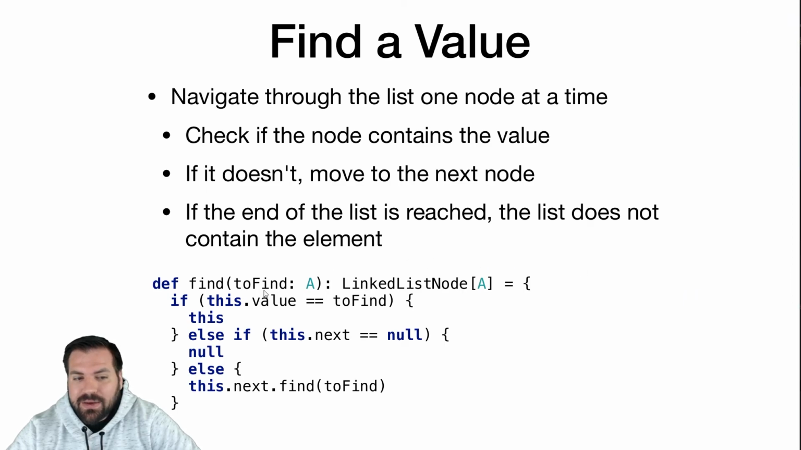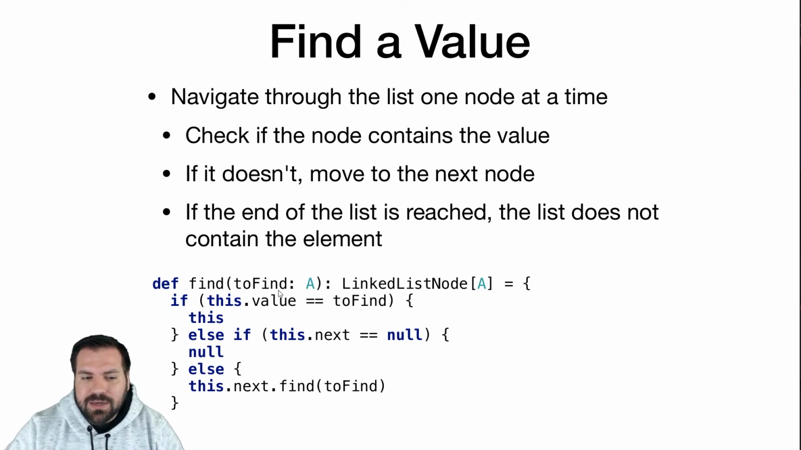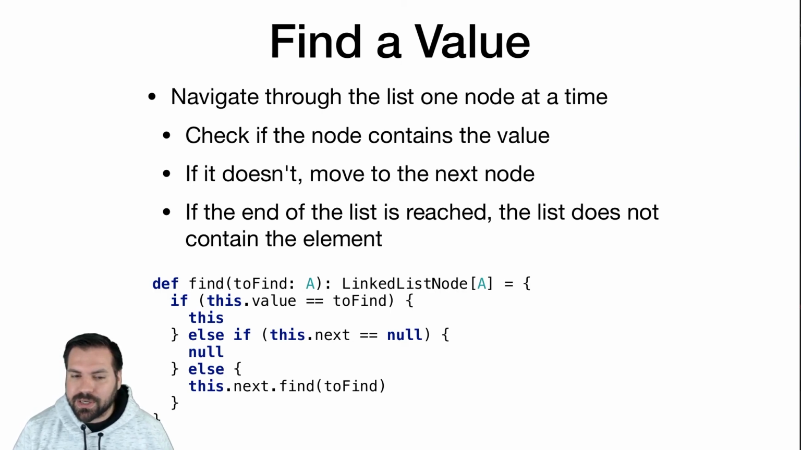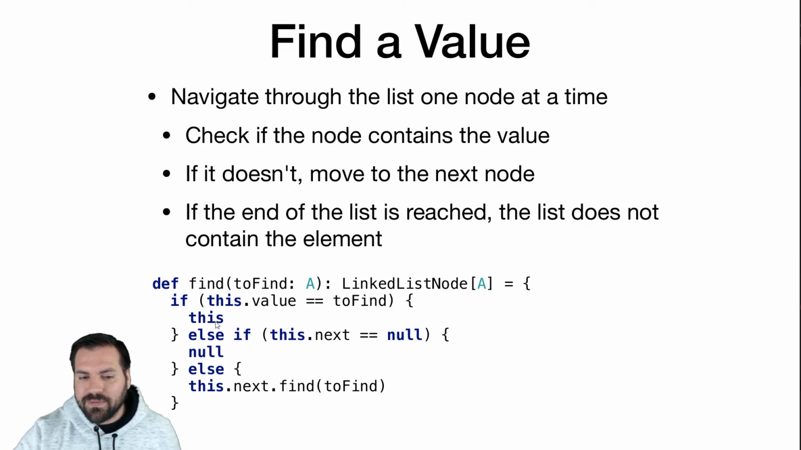To find a value, say we want to find a specific value based on equal equal. In a linked list node, we're going to check if this.value, the value at this node, is equal to the value that I'm trying to find, then return a reference to this node. This node contains the value that we want. We're good. Let's just return that. So this will return, by the way, the first occurrence of that element.